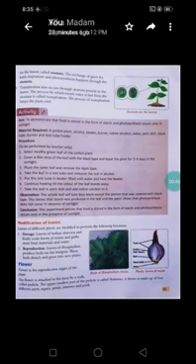Flower is that part of a plant which contains the reproductive organ. Means the flower is the reproductive organ of a plant. The main function of a flower is to produce fruits and seeds. All flowers have the same basic parts. The main parts of the flower are sepal, petal, stamen, pistil, etc.